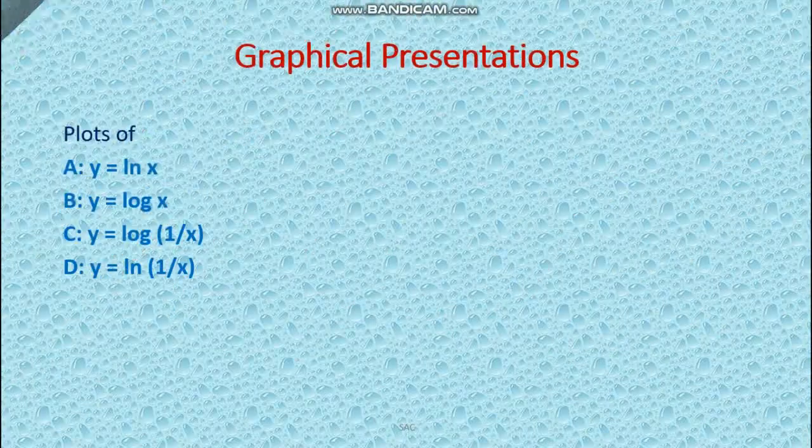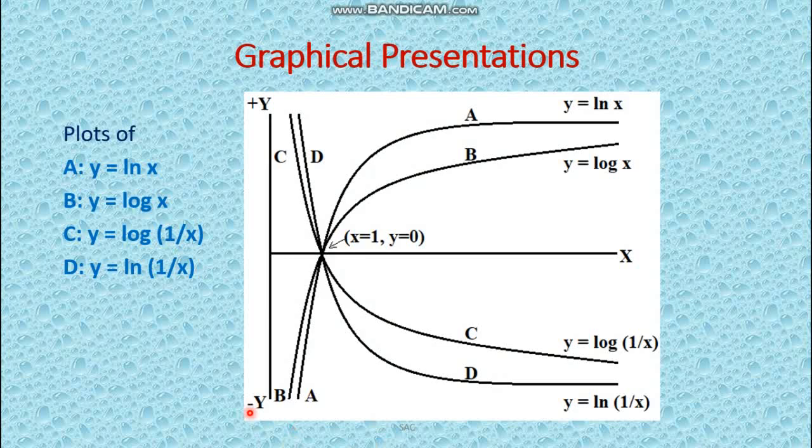Now the logarithmic graphs. y equal to ln x, y equal to log x, y equal to log 1 by x, and y equal to ln 1 by x. ln means log base e, and simply log means log base 10. ln, n stands for natural, so ln is natural log. Here the minus x-axis is missing, because you cannot take the logarithm of any negative value, because that is undefined.